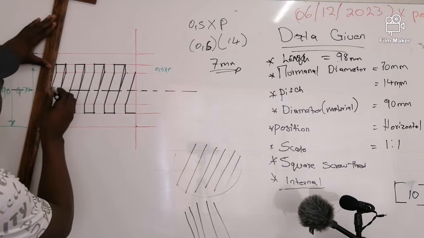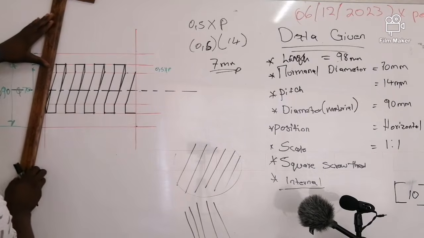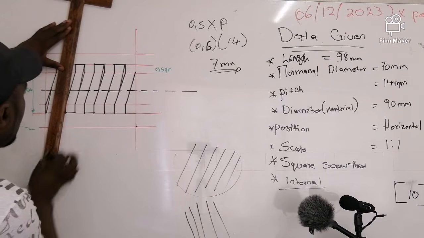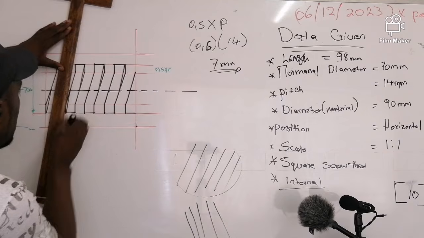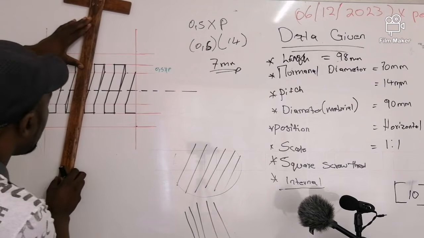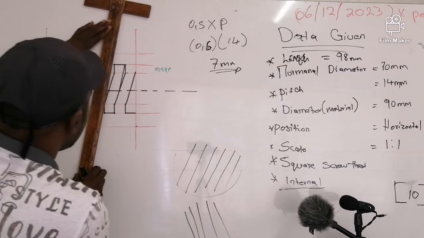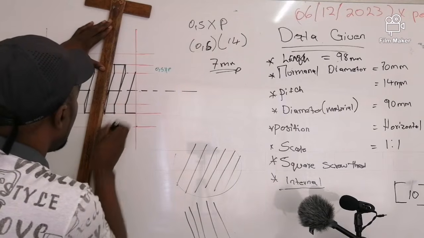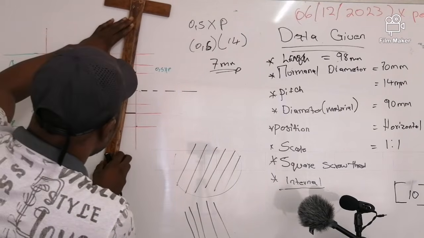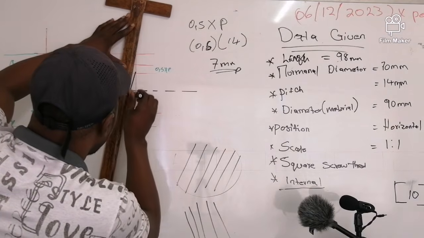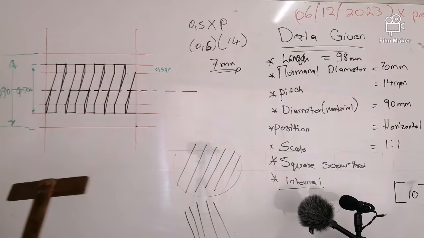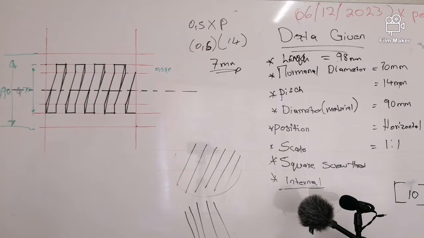There we go. There you go. Like this you go. Like that you can go. You understand? So these are internal square screw thread.